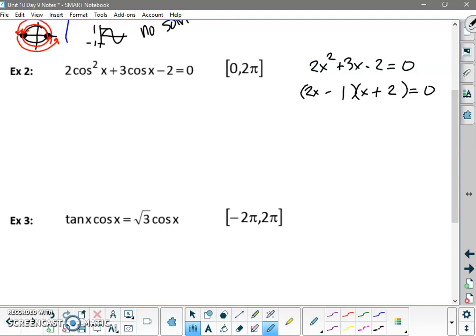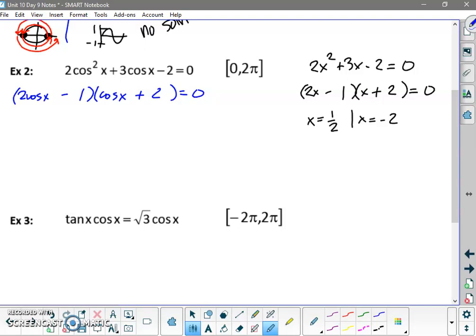So what I get over here using a shortcut, x equals positive 1 over 2, and here you get x equals negative 2. I'm going to do the same exact thing, but instead of x, it's going to be a cosine x. So I need to factor. We're going to have 2 cosine x, and cosine x as the first terms. I'm still going to have my 1 and 2.